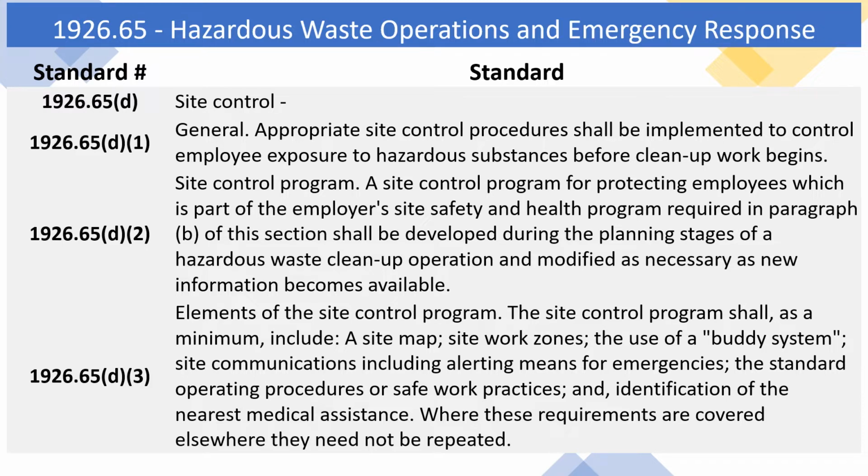1926.65 D3 Elements of the Site Control Program. The Site Control Program shall, as a minimum, include a site map, site work zones, the use of a buddy system, site communications including alerting means for emergencies, the standard operating procedures or safe work practices, and identification of the nearest medical assistance. Where these requirements are covered elsewhere, they need not be repeated.